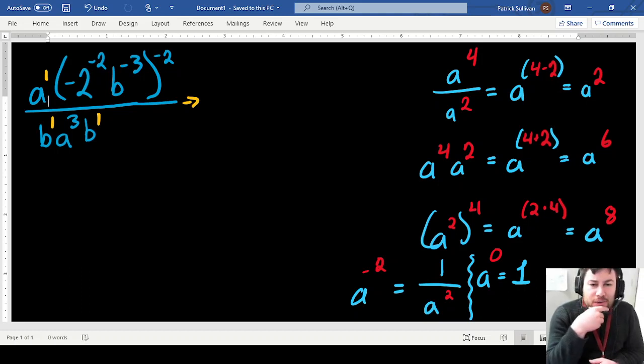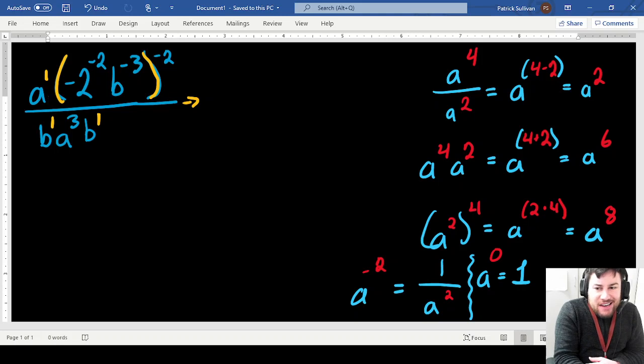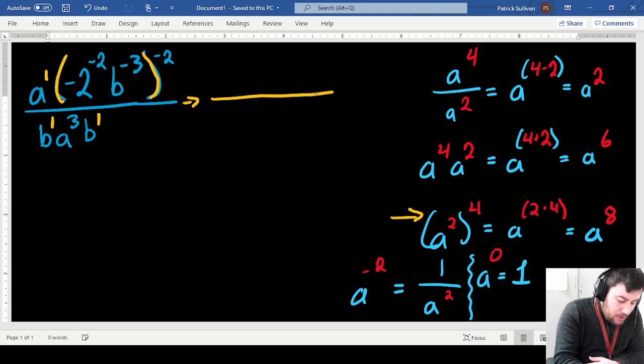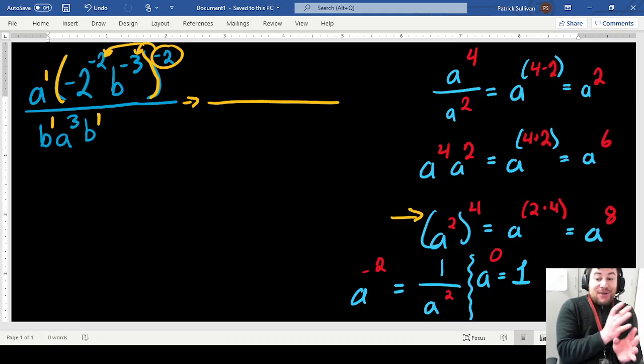All right, now in the numerator, I see that I have parentheses, which means quantity. I have this quantity value all raised to the negative second power. So I'm going to use my power to a power rule, and I'm going to apply that. Now, notice that I'm not drawing an arrow to this a to the first that I'm hovering over with my stylus, because it's outside of the parentheses. So I only apply the exponent multiplying to the bases that are inside of my quantity.